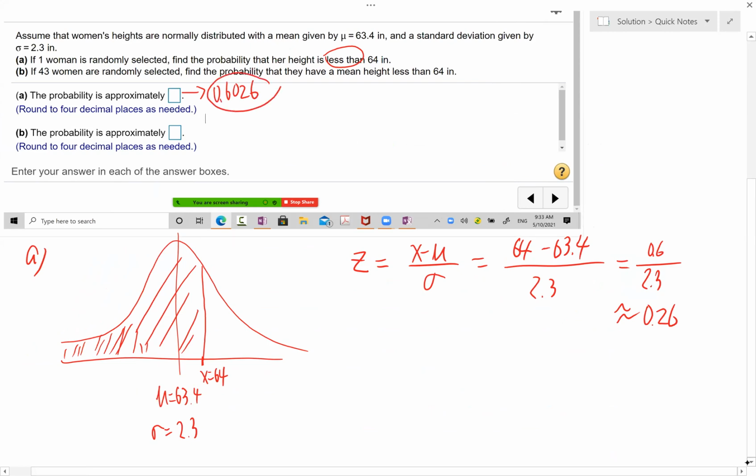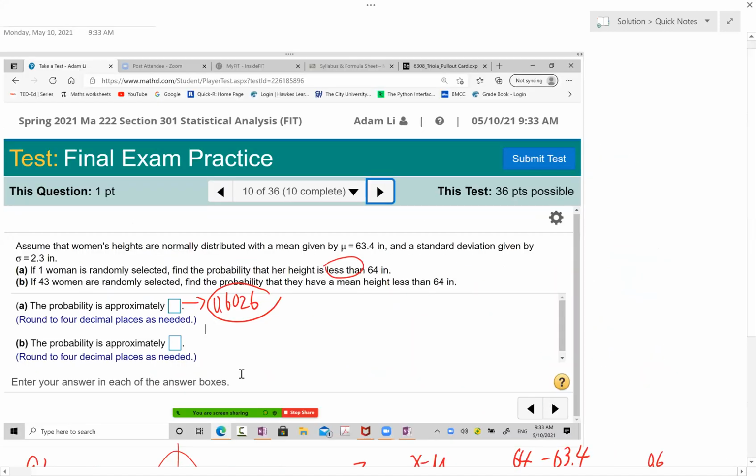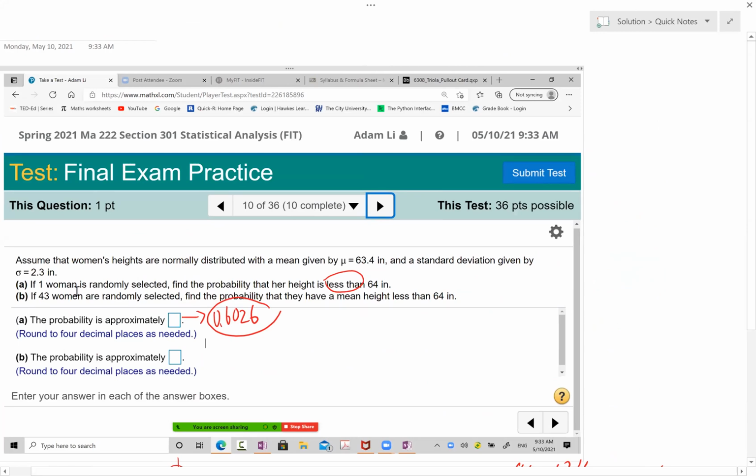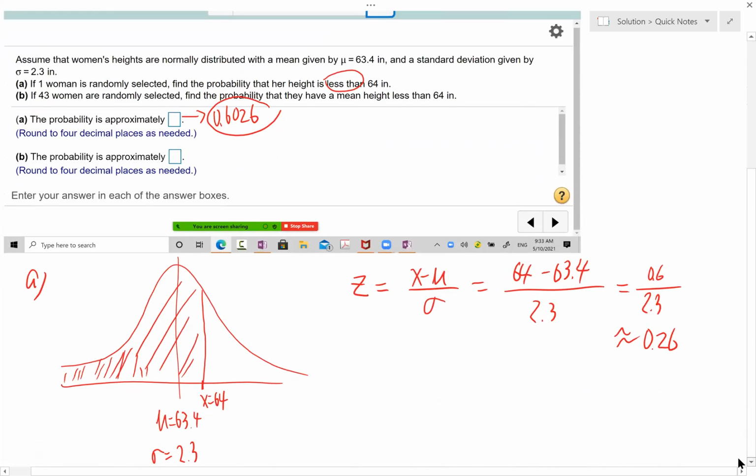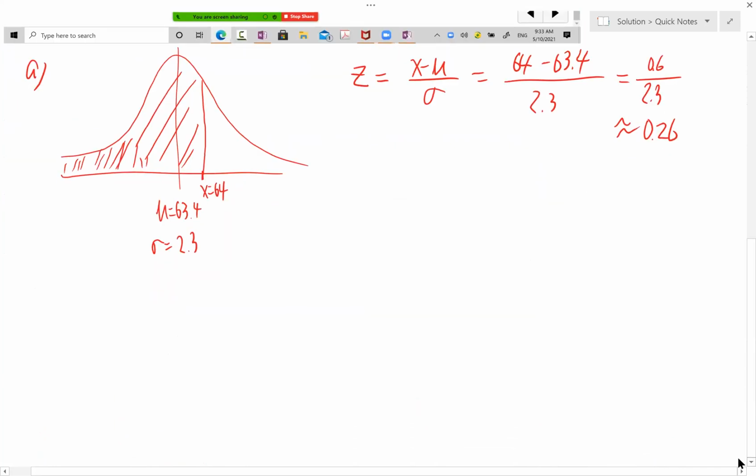Okay, so now we move on to the second part, part B. So now we have a sample. They want to compare the sample mean for 43 women, mean height, right? So the sample mean to the population mean. So using the central limit theorem, it's still very similar settings. The only thing is the formula changes because we're talking about different things.